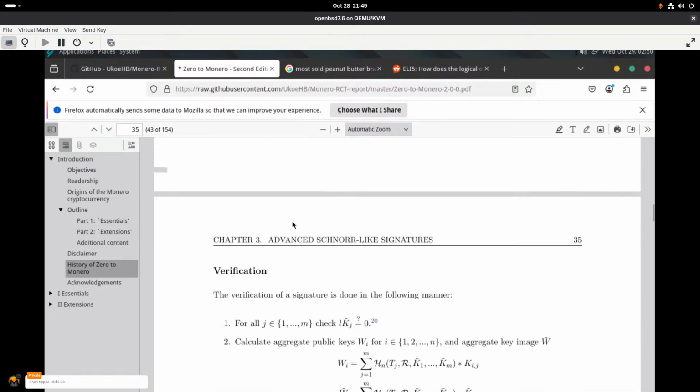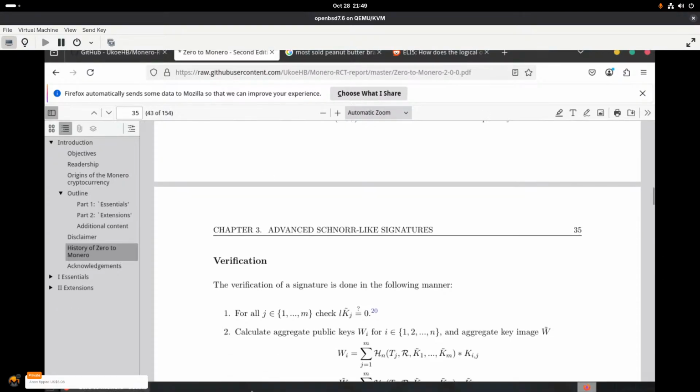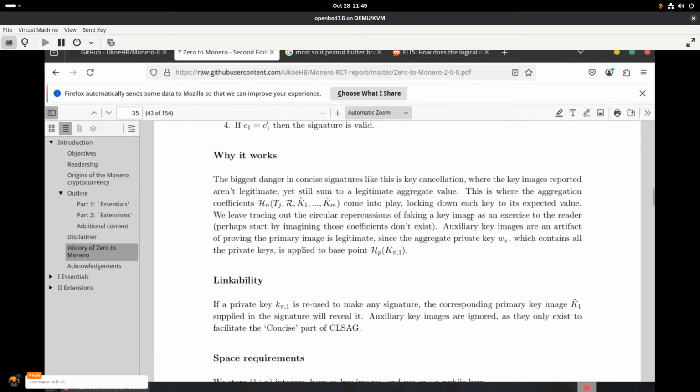This is pretty much talking about different signatures, probably verification, etc.